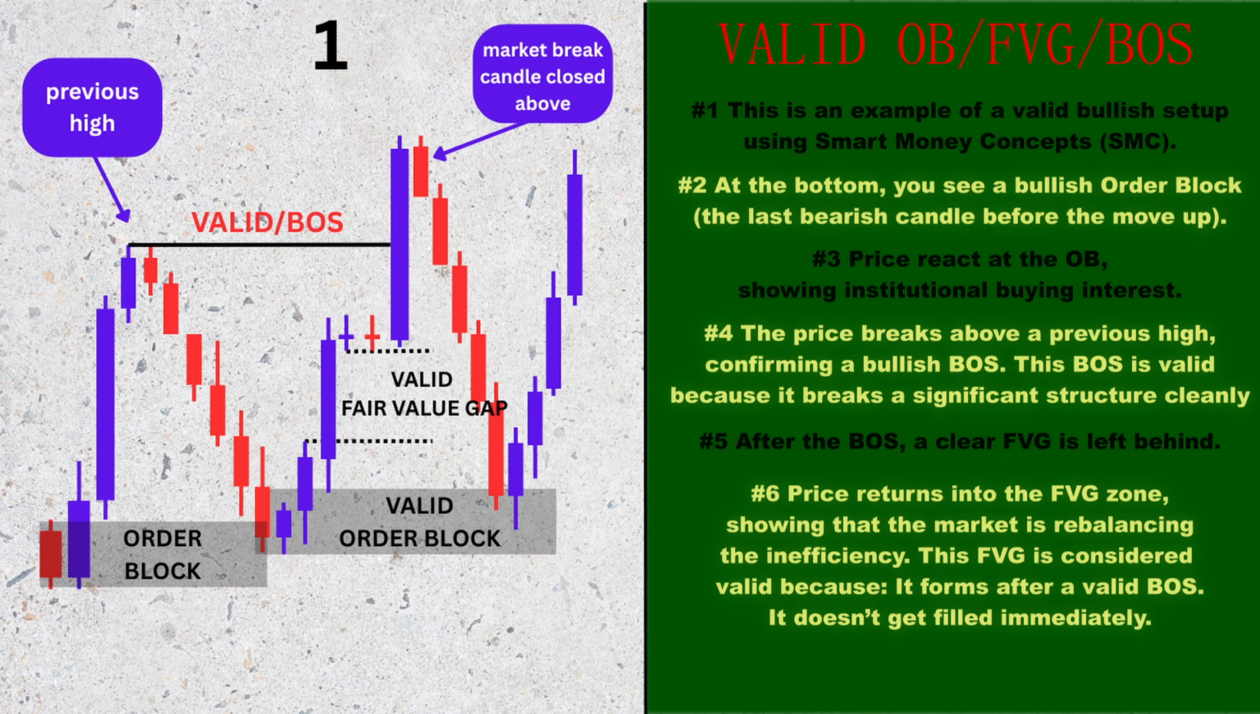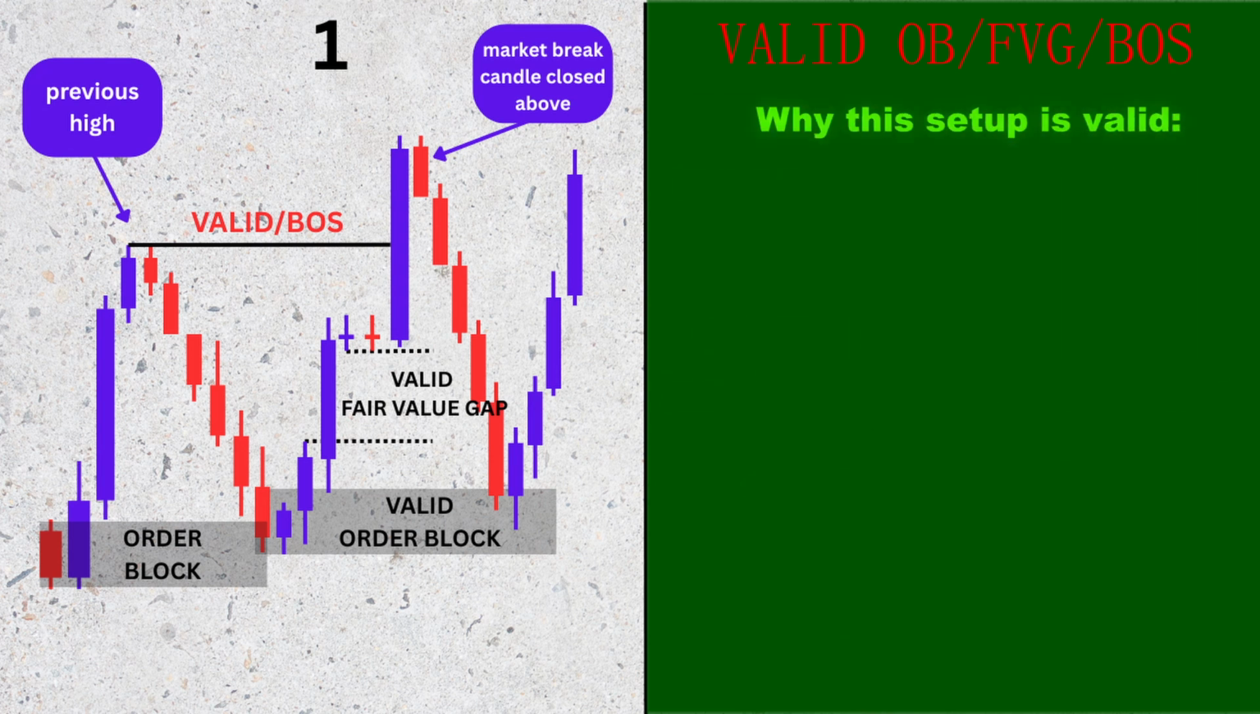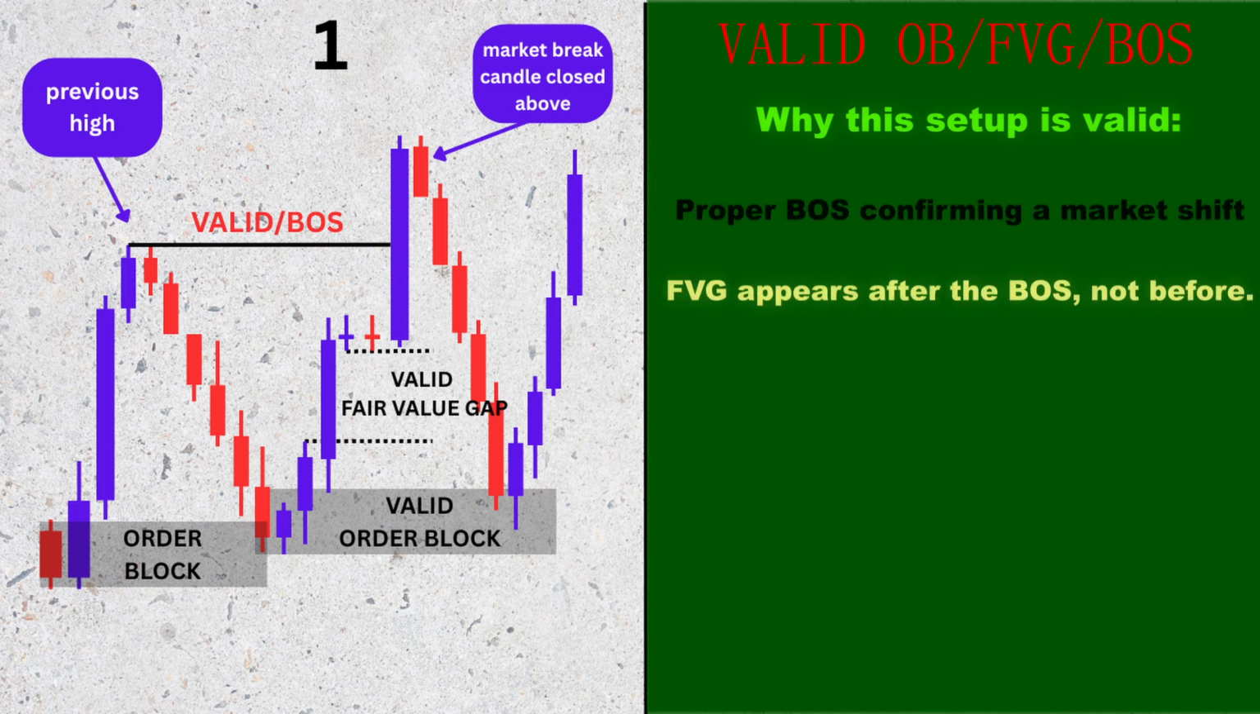This FVG is considered valid because it forms after a valid BOS. It doesn't get filled immediately. Price comes back into the gap for a potential entry. Why is this setup valid? Proper BOS confirming a market shift. FVG appears after the BOS, not before. Order block is respected and price bounces from it.